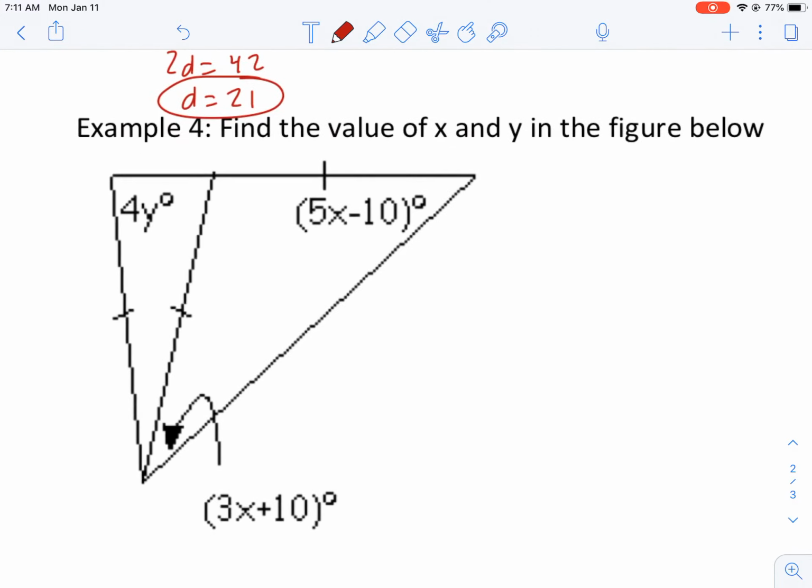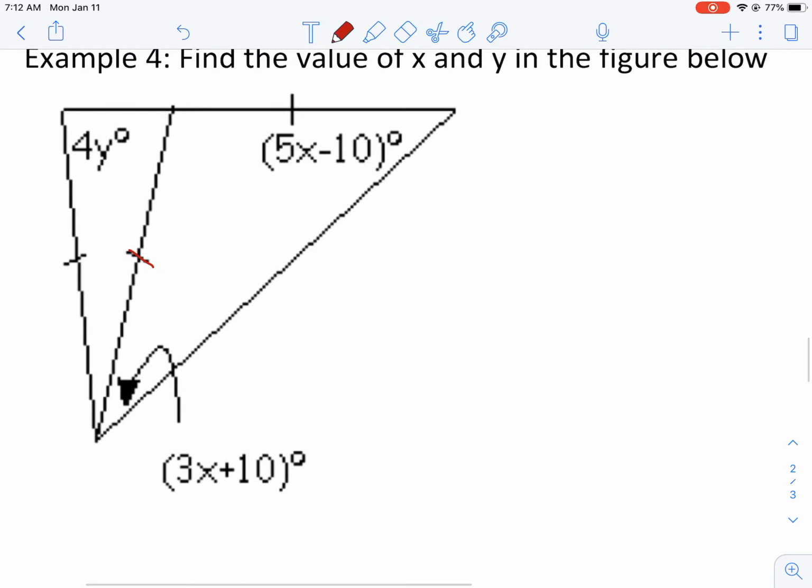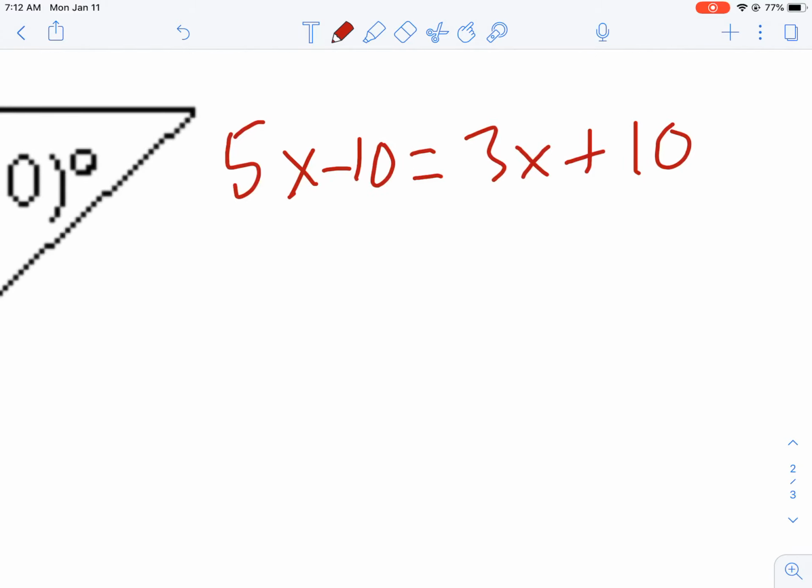Last one: find the value of x and y in the figure below. This one's going to be a little bit more solving. If we look here, once again, I notice that two sides are congruent. That means the angles opposite them have to be congruent. So I know that 5x minus 10 is going to equal 3x plus 10. And I'm just going to go out on a limb here and say that x is 10. That's what it seems like to me.